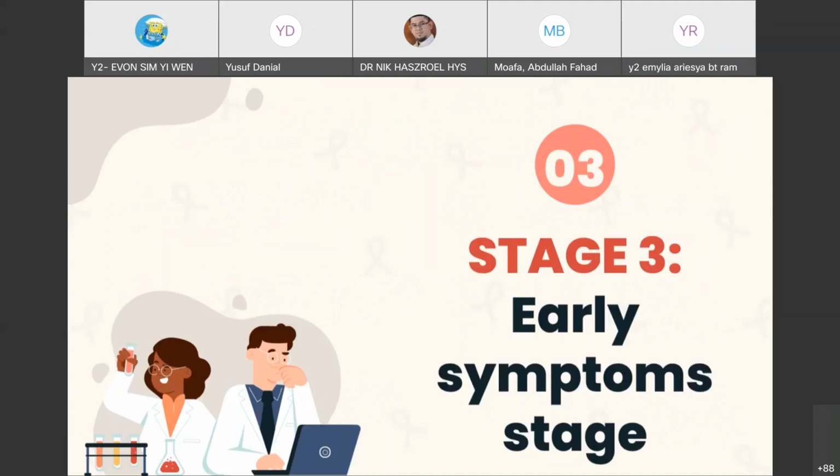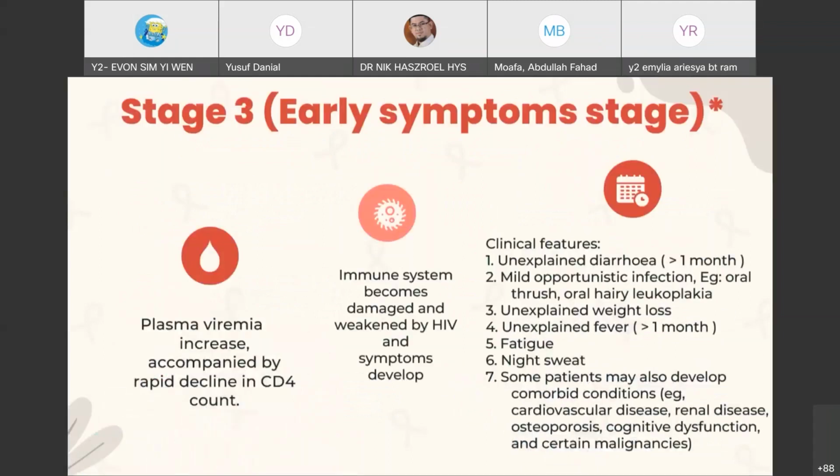So we will come to stage 3, that is the early symptomatic stage. In this stage, the plasma virus will increase, accompanied by a more rapid decline in the CD4 count. And over time, the immune system will become damaged and weakened by the HIV virus, and the symptoms will develop.